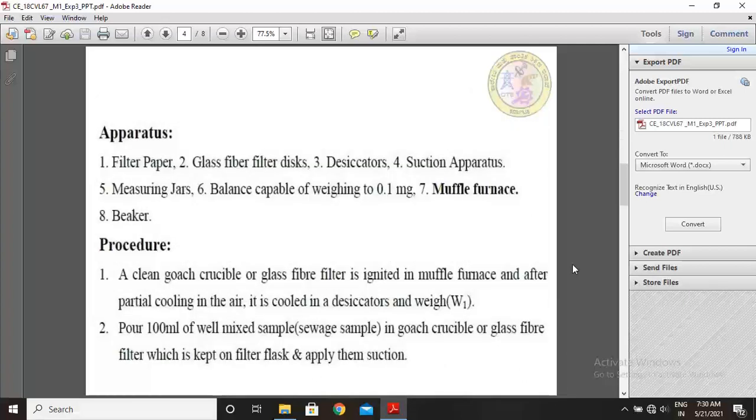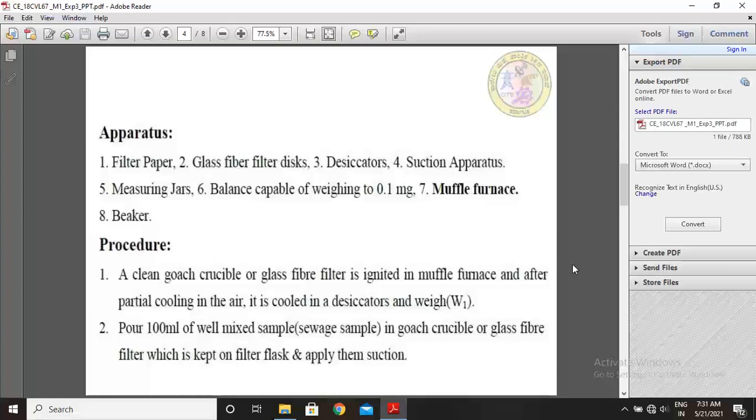Let us see which apparatus are used for this experiment. Filter paper is required, glass fiber filter disc, desiccators, suction apparatus, measuring jars, a balance capable of weighing with 0.1 mg least count, muffle furnace, and beaker are required. So these are the apparatus required.